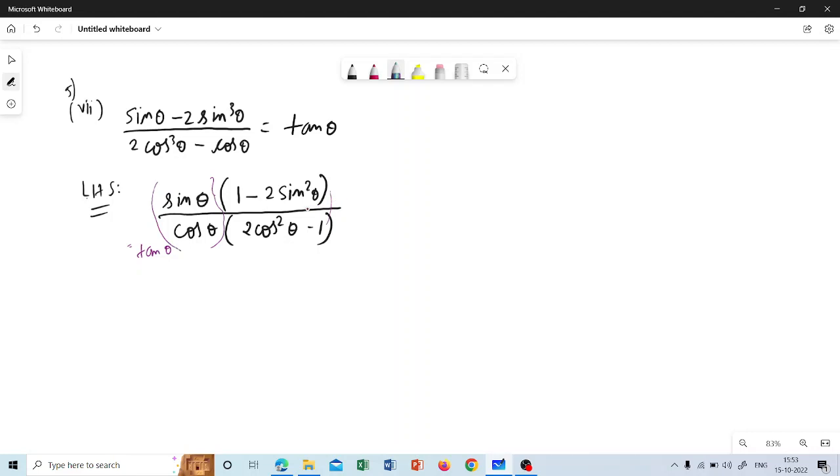So how to proceed further? Now we want to prove that this is equal to 1. We have to prove it. So we have to get the numerator and denominator in terms of either sine or cos.